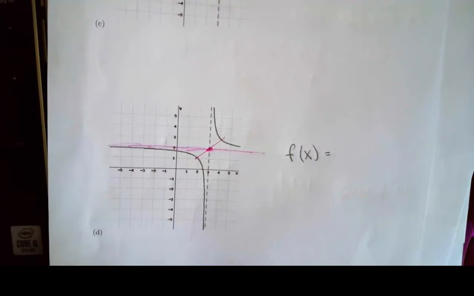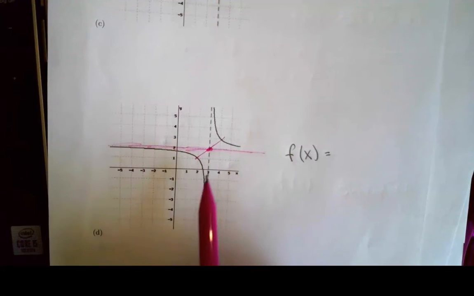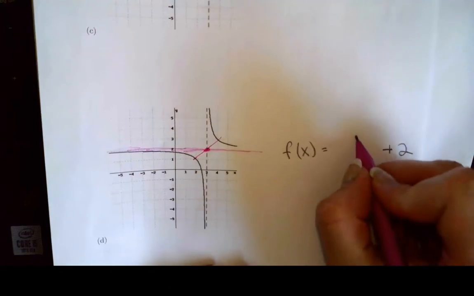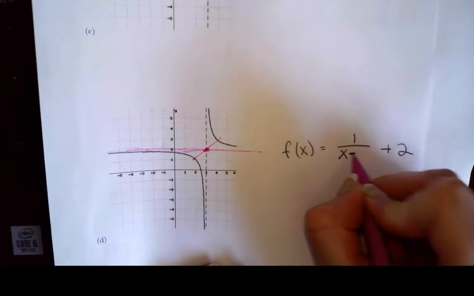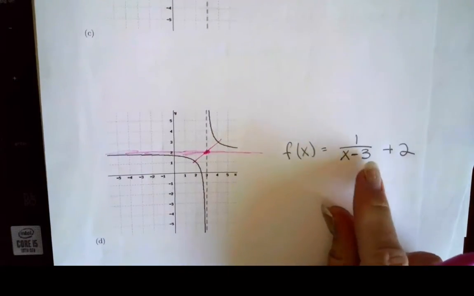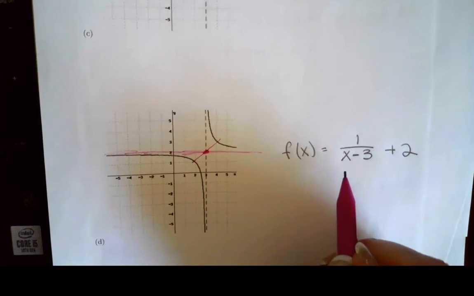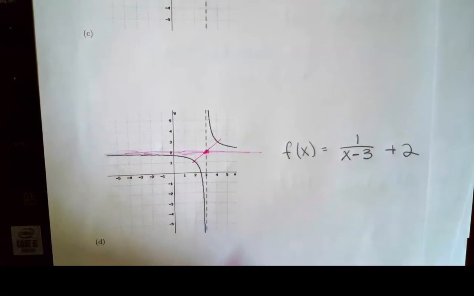You've got notes to look at on this. He didn't flip, but he did move right 3, up 2. So let's do the up 2 first. Up 2, okay? But he did move to the right 3 units. So I don't need an x to the first in my denominator. He didn't flip. He hasn't been stretched or compressed. And that is your answer.